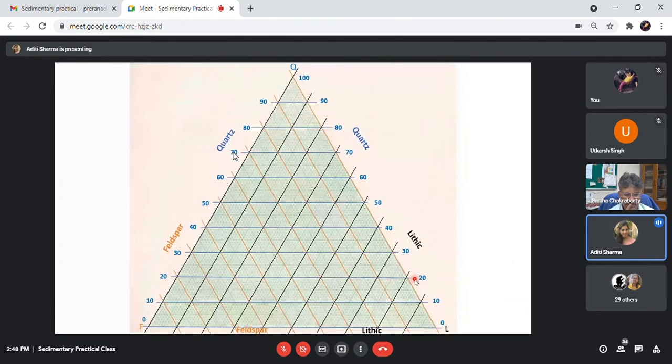Up to here, is it clear now? How do we define the axis for the quartz, lithic clast, and feldspars? Yes, ma'am.